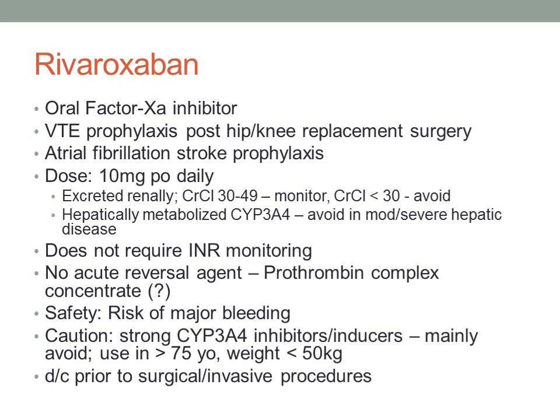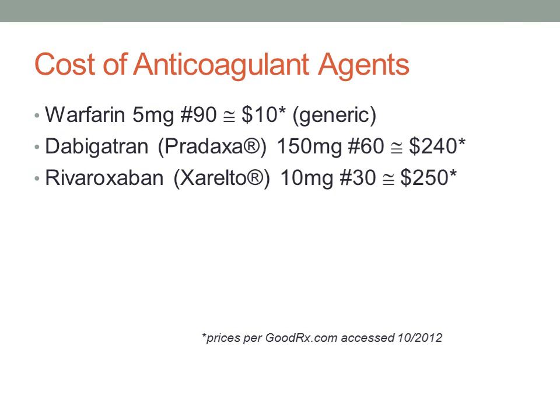Because it's metabolized by CYP3A4, recommendations in most cases are to avoid this agent with strong and sometimes weak CYP3A4 inducers or inhibitors. However, when using it with inducers, you might be able to get away with just increasing the dose of rivaroxaban. Also, it's important to note that decreased clearance and increased factor Xa inhibition has been seen in older patients and smaller patients. And this drug should be discontinued prior to surgical or invasive procedures.